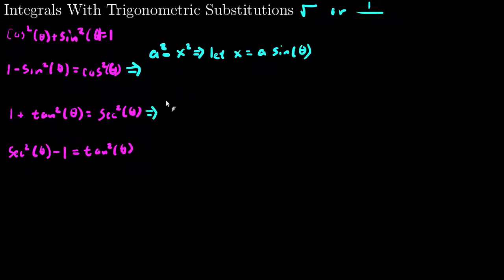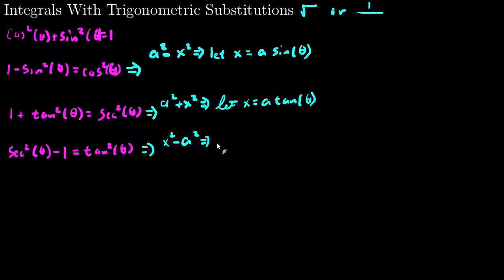If I have something in the form a squared plus x squared, that means that I will let x equal a tangent theta, because when I let x equal a tangent theta, I'll be able to reduce down to 1 plus tangent squared, which will let me get to secant squared. And if I have something like this, which is going to give me the variable squared minus the constant squared, then I will let x equal a secant theta. And for the same reason, I'm going to end up getting to something that's going to factor to secant squared theta minus 1, which I can rewrite as tangent squared.